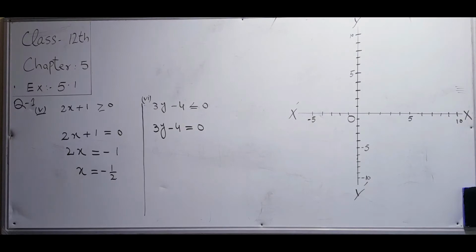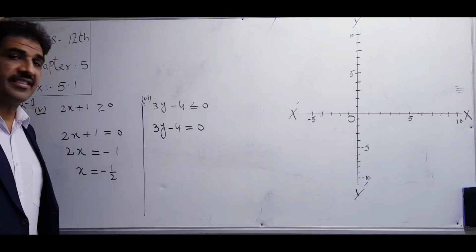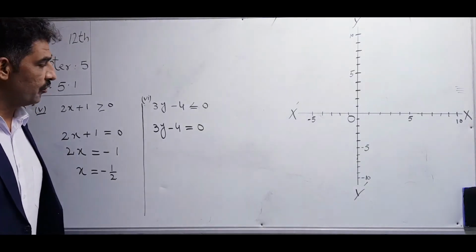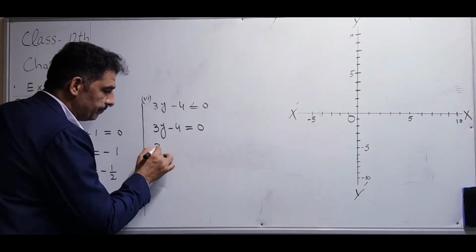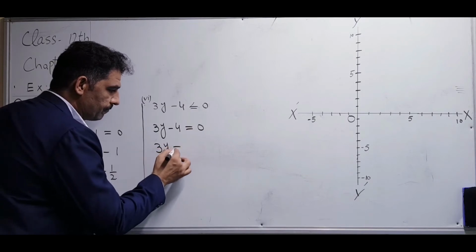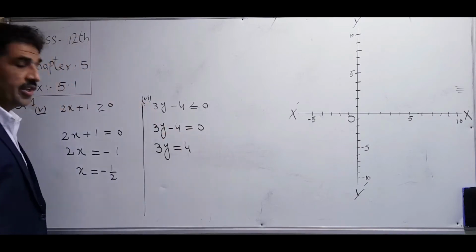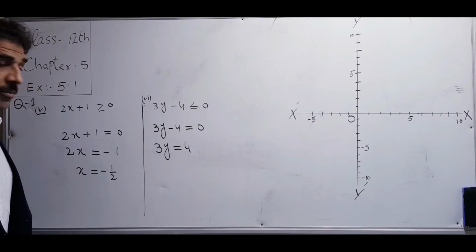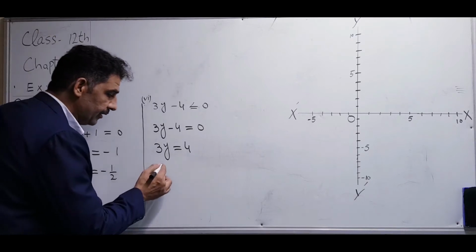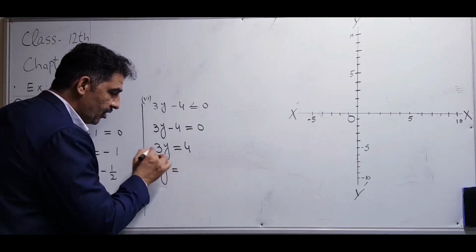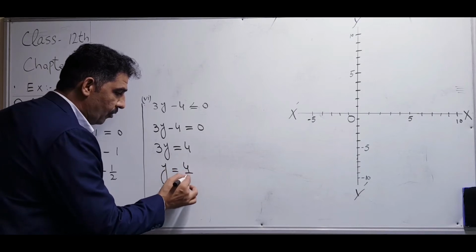After that, we have to make y single on the left hand side. So what step do we have to do? We have to shift the 4 to the other side. 4 is shifted. After that y should be alone. So what is the next step? Yes, good. Dividing by 3. So y is equal to 4 over 3.